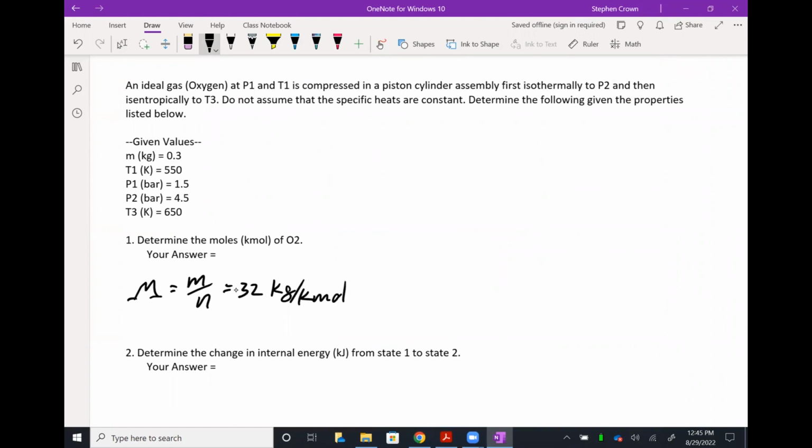We know that m over n is 32 kilograms per kilomole, and we're given m. So m is 0.3 kilograms, and we simply solve for n. N equals m over the molar mass. So we have 0.3 kilograms divided by 32 kilogram per kilomole. If we do things right, the units cancel, and we end up with 0.009375.